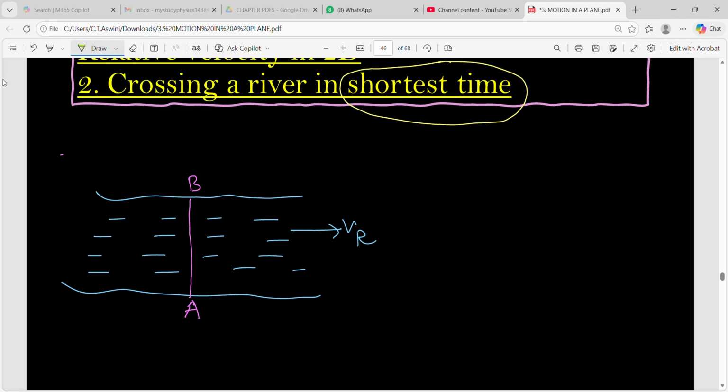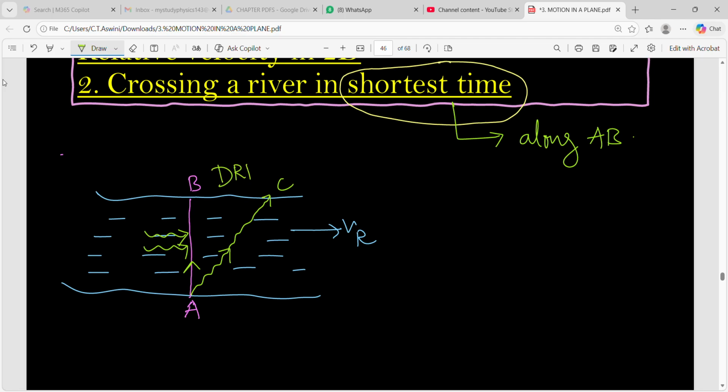So what will the swimmer do? He will start swimming in the AB direction. Because if he has to cross the river in the shortest time, he has to swim along AB. He has to swim along the shortest path. So what happens? As usual, the river will push him. So the swimmer will actually be displaced in this direction. Got my point? The swimmer was thinking to move in AB, but actually he will move along AC. And what is this BC? It's called drift. Clear? Everyone?